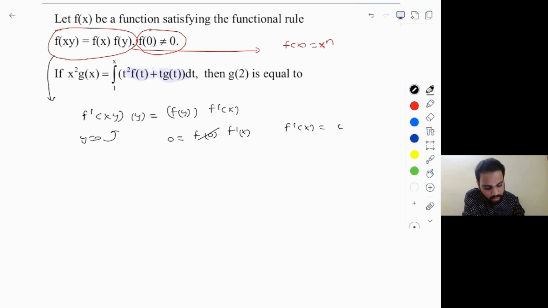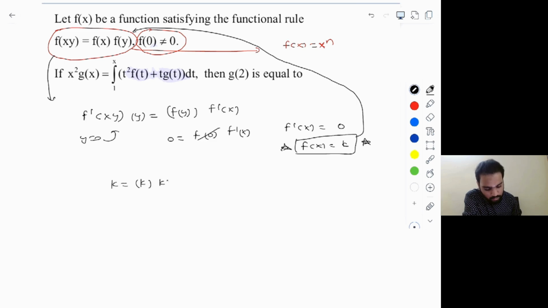What's your remaining equation? f dash of x is equal to 0, which means the derivative of the function is always 0, which makes f of x a constant function. That's the important part here. So since f of x is equal to k, put this back in the given functional equation. So f of xy is also equal to k, f of x is k, f of y is also k. So finally we get k square is equal to k, which means k is equal to 0 or 1. But once again, you can't take k equal to 0, because given that f of 0 is not 0, the only possibility is k equal to 1. So finally you got your function f of x equal to 1.